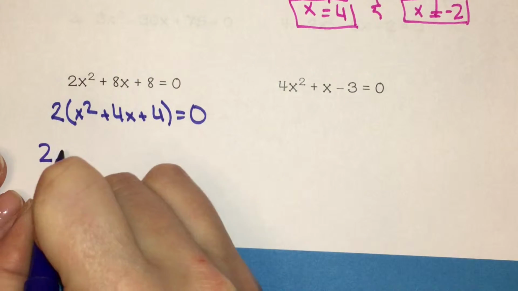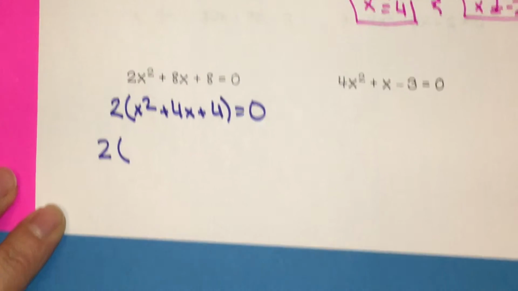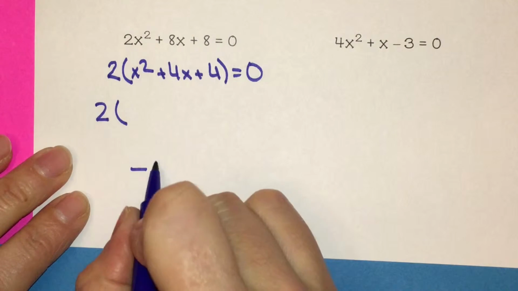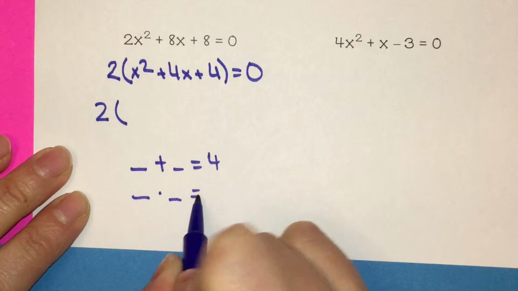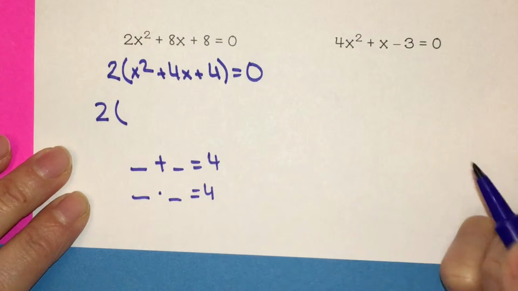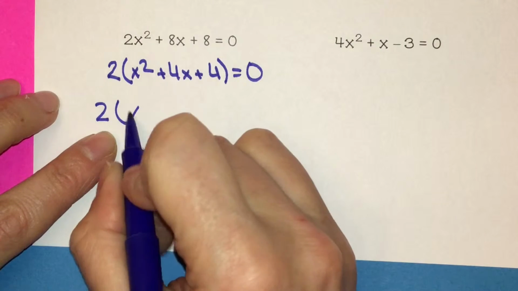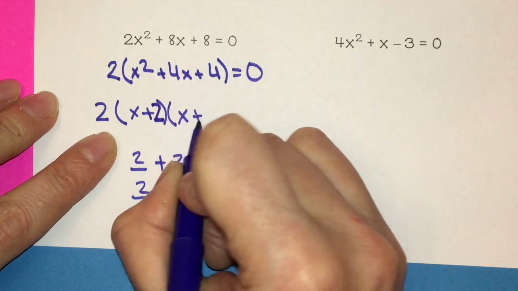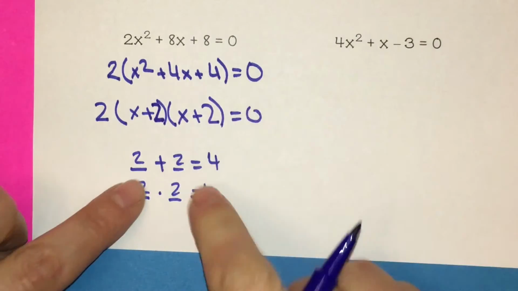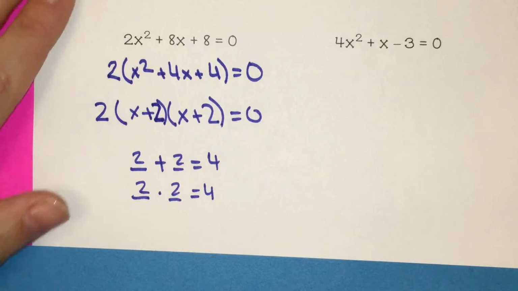All right, so I have 2 on the outside times, I have to figure out what I'm going to break this down to. So I know I have to figure out what I add together to equal 4 and what I multiply together to equal 4. Well, 2 and 2. So that means this is x plus 2 times x plus 2 equals 0. So that's what inside the parentheses breaks down to. Okay, now the next step.